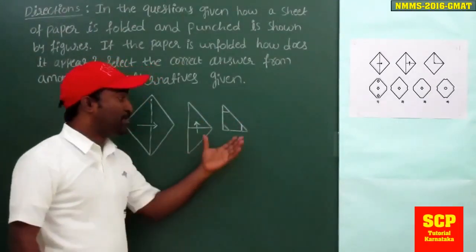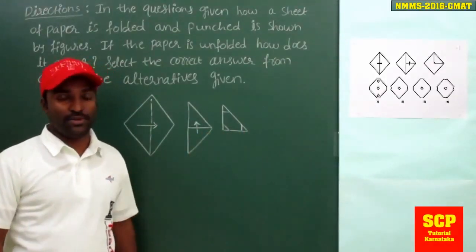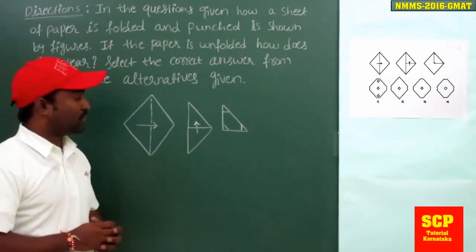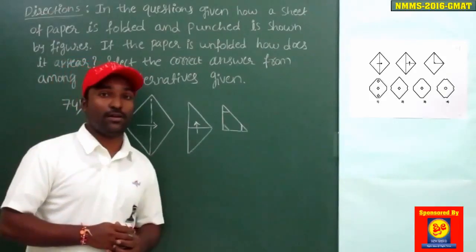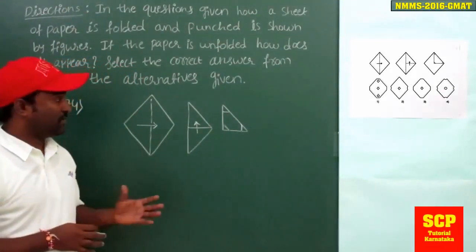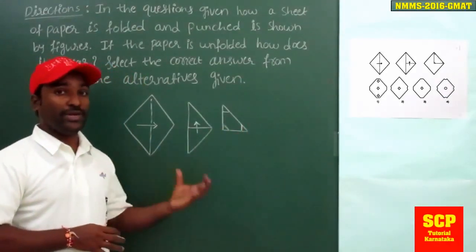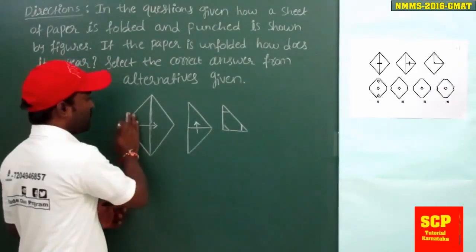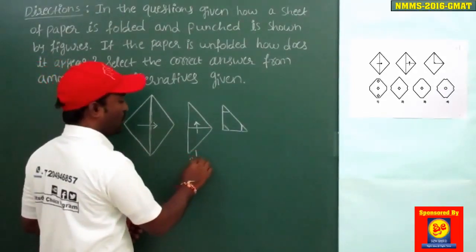Now imagine how this paper will appear after unfolding. There are some techniques. Use those techniques to solve the problem. As I said in the previous example, the best way to solve such problems is to eliminate wrong options. So first see which types of cuts were made on the paper and how many layers were formed. If you see this first figure, the paper is folded like this. Then here I am going to get 2 layers.